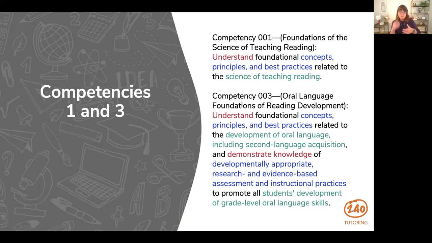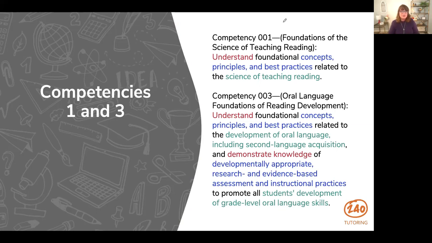Because in that 25 sampling of selected response, some of those were clustered, I had to pull the ones that were clustered together. So competencies 1 and 3 had some clustered questions together. That's why we're going to look at those together today.